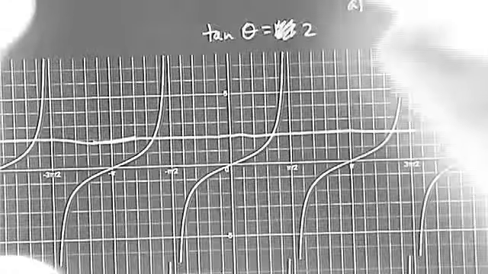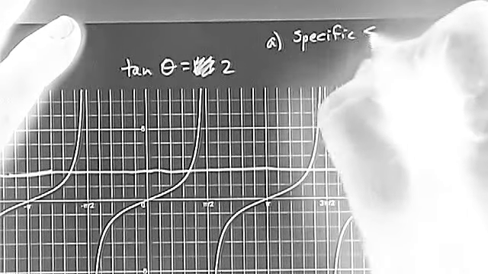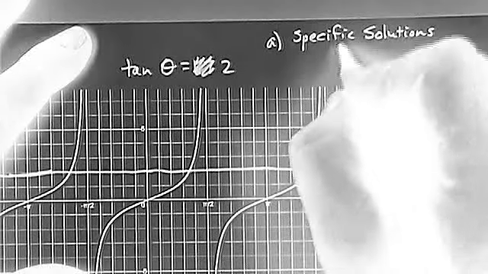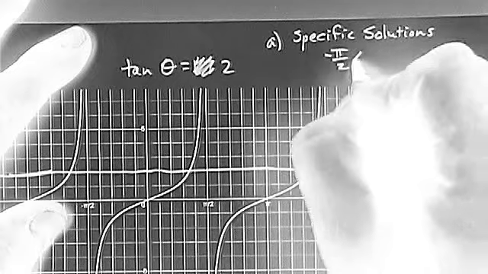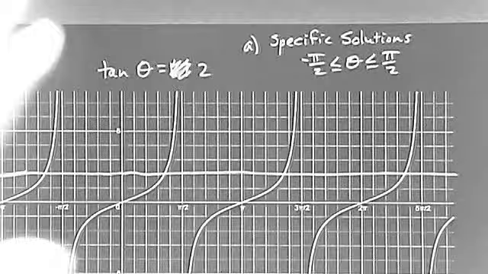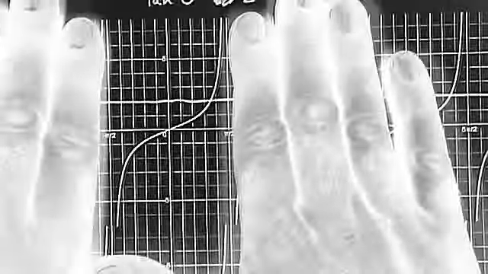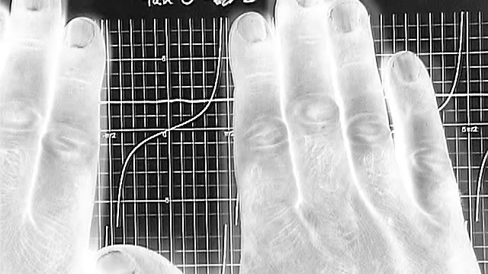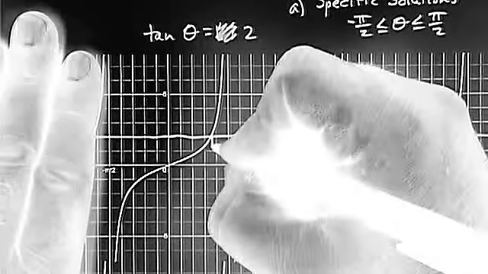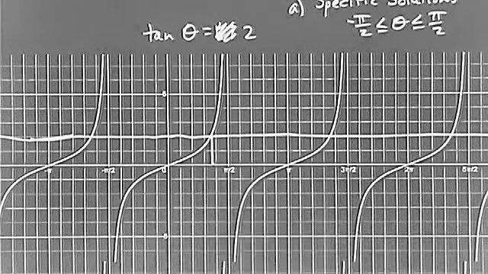Let's suppose I wanted specific solutions from negative pi over 2 to pi over 2. Obviously what I'm asking you to do is limit your search to right here. And you can clearly see that there's one answer. So right about in here is going to be the value. Now pi over 2, that's 1.57, so it's somewhere between 0 and 1.57.